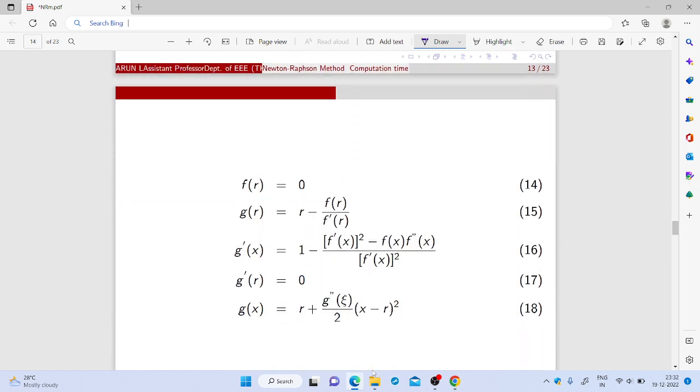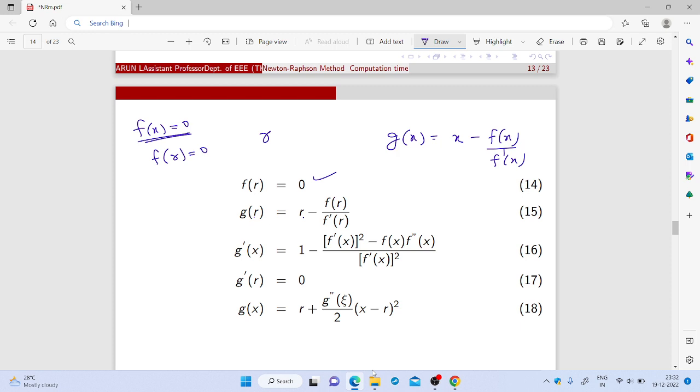Now what is f of r? r is the root of the problem f of x equal to 0. So the root of this equation is r, so f of r will be 0. Then what is g of r? g of r is r minus f of r by f dash of r, because g of x is defined as x minus f of x by f dash x. If you put x equal to r, it will be r minus f of r by f dash r.